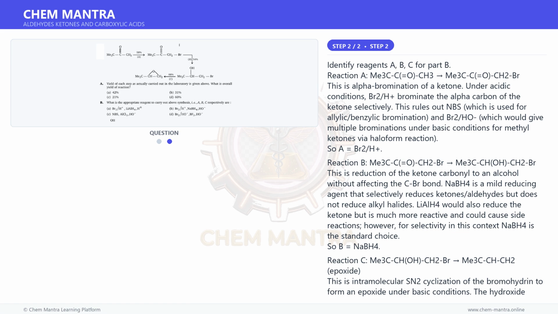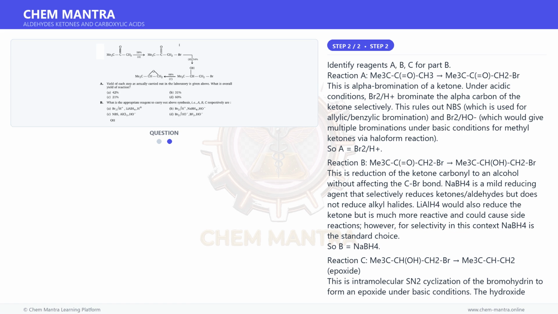Reaction C: Me3C-CH(OH)-CH2Br goes to Me3C-CH-CH2 epoxide. This is intramolecular SN2 cyclization of the bromohydrin to form an epoxide under basic conditions. The hydroxide ion deprotonates the alcohol to form an alkoxide, which then displaces the adjacent bromide intramolecularly to form the epoxide. So C is equal to HO-. Therefore A is equal to Br2/H+, B is equal to NaBH4, C is equal to HO-, which corresponds to option B. Why other options fail for B?